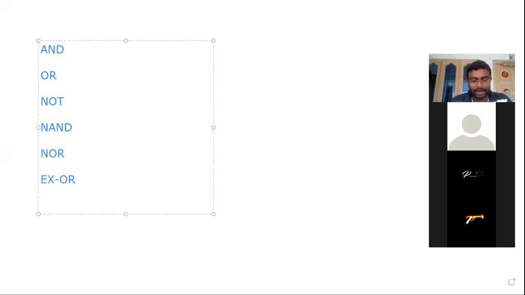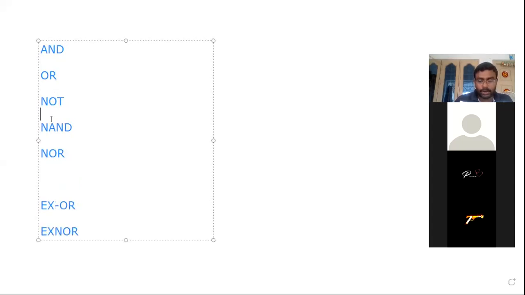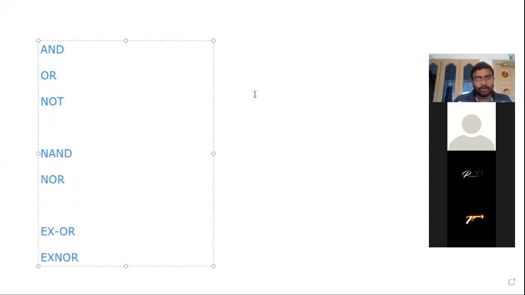Follow an order. First of all we'll go with the basic logic gates AND, OR, NOT, then we'll go with the universal gates NAND and NOR, then we'll go with the derived gates XOR and XNOR. Okay, so these are the gates we have seen so far. Now we'll try to write their logical expressions.